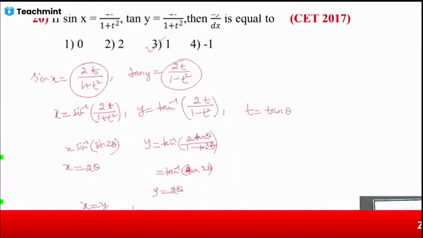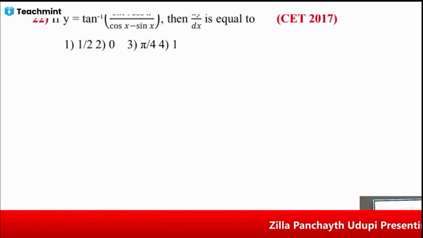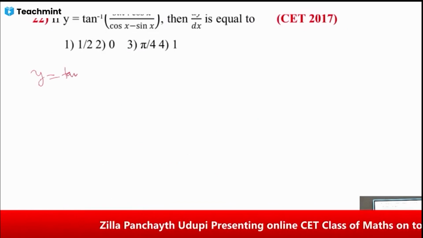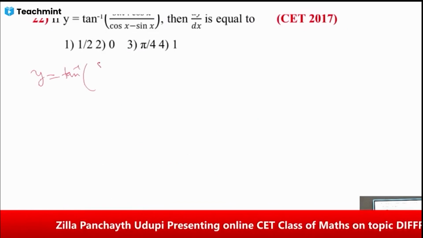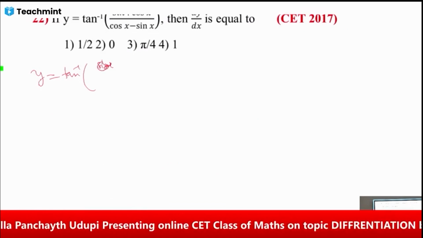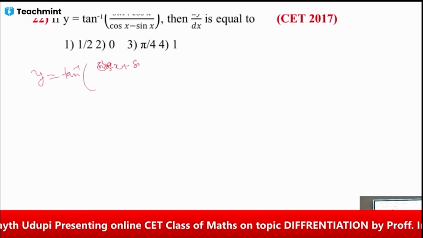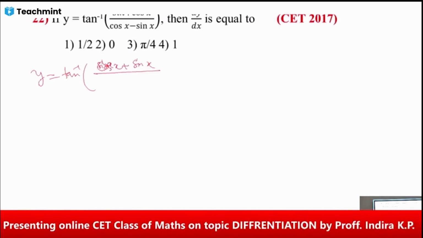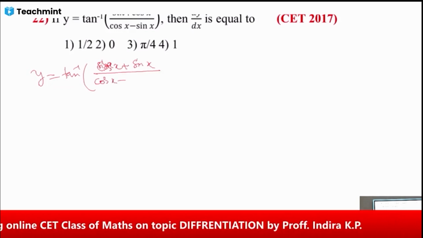So the next question. Again, I don't know what happened. It is not being seen. Okay, let's go for the next question. Tan inverse of cos x plus sin x divided by cos x minus sin x.